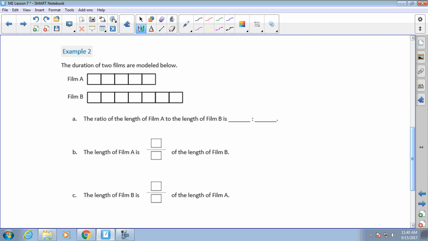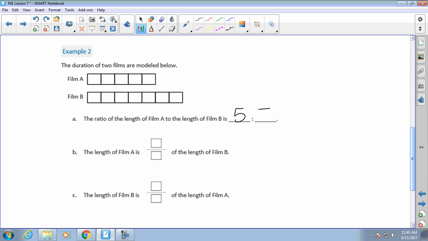Film A, would you say it's half the length of film B or longer than half the length of film B? Riley? Longer. Longer than half? Yeah, it's still less, but it's more than half of it, right? So, let's see. It says the ratio of the length of film A to the length of film B is blank to blank. So they want us to give ratio form there. Film A to B. Who can give me that answer? 5-7. Very good, Jordan. So 5-7.